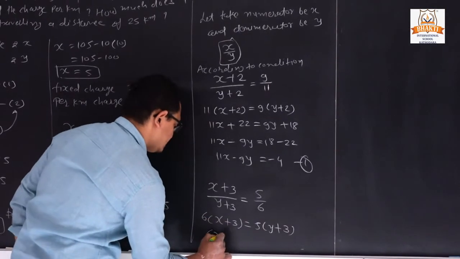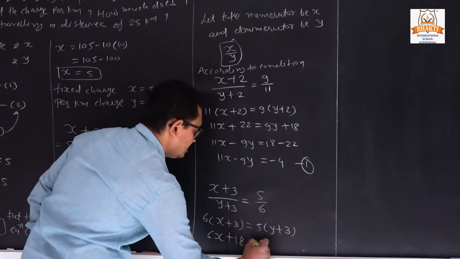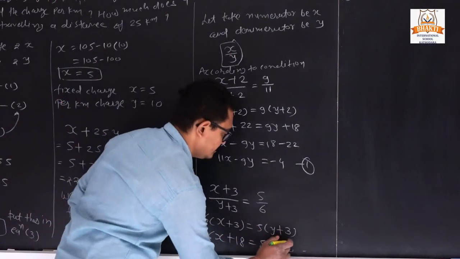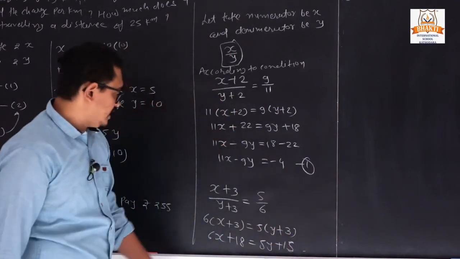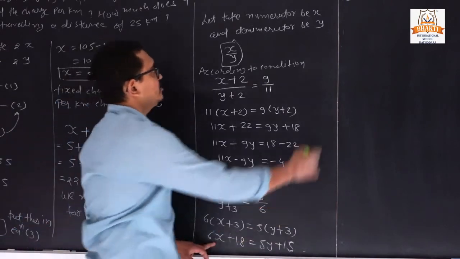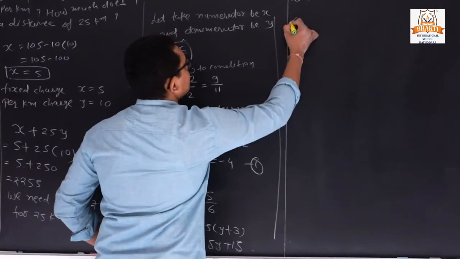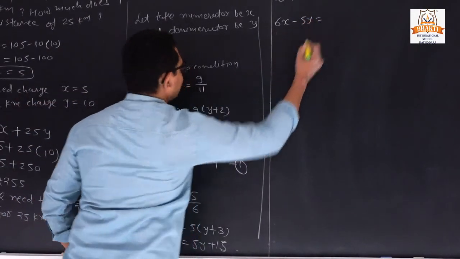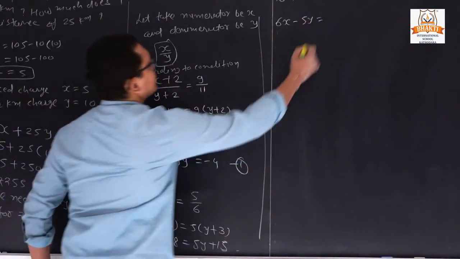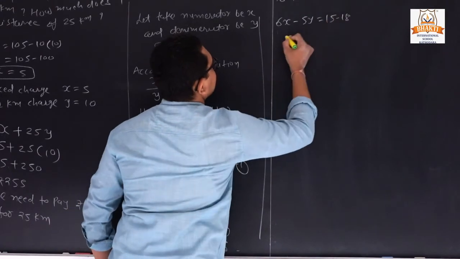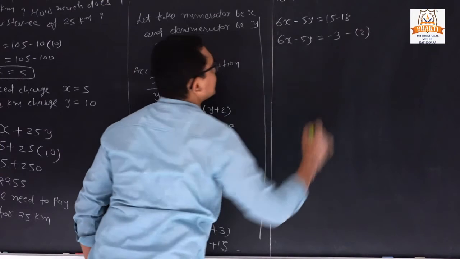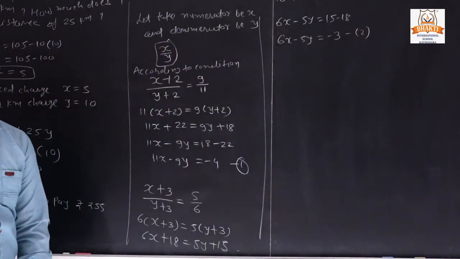Simplify. 6x plus 18 is equal to 5y plus 15. Now this 18 is going to the second side. So 6x minus 5y is equal to 15 minus 18. So 6x minus 5y is equal to minus 3. It is result number 2.